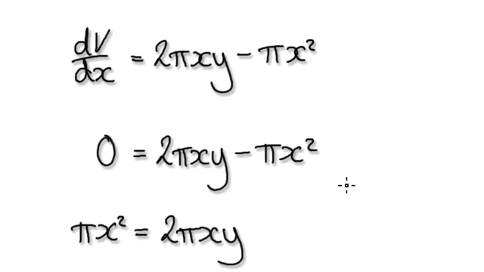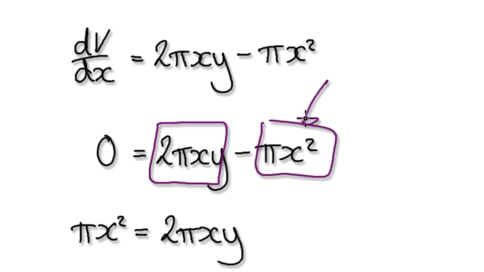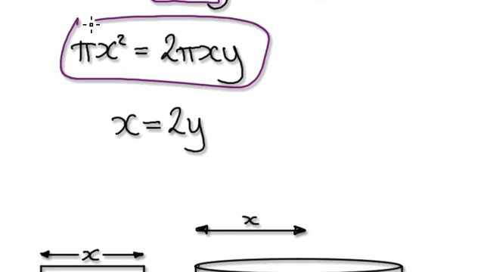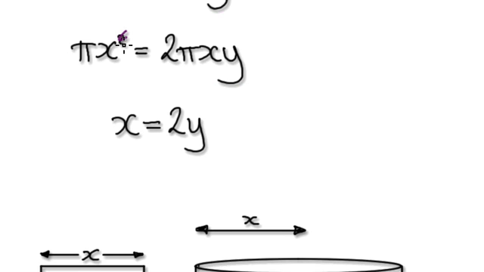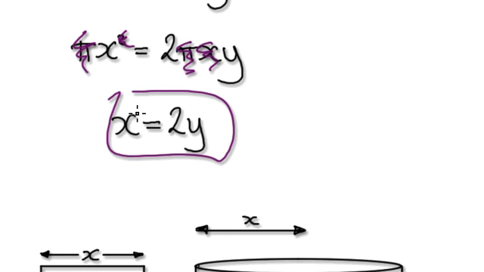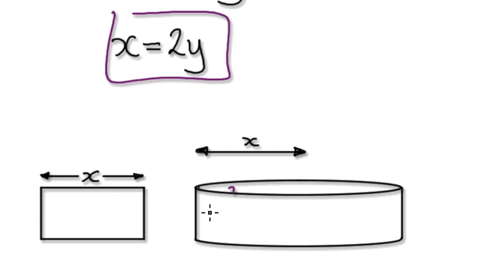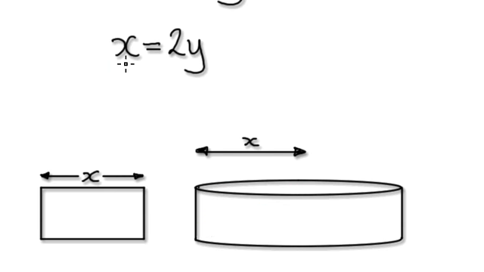Now rearrange it. Here you've got one block; taking away this block, add this block to both sides. That will give you this, and then divide both sides by x. That will give you that. Divide both sides by pi, and that will give you this. So what that means is, if you want to maximize your volume here, then make x twice the length of y. That will give you the maximum volume.